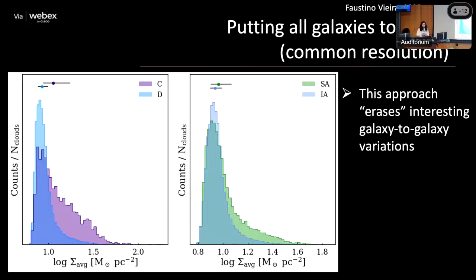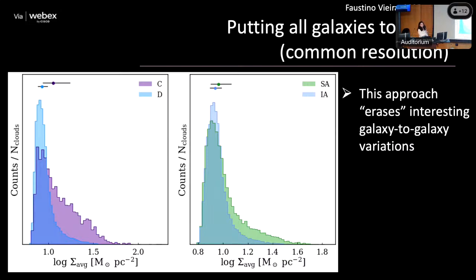Okay. So then what we did is what is common to do in the field of molecular clouds in nearby galaxies specifically, which is you put all of your galaxies at a common resolution so you don't have a biasing effect. And then you look at all of the clouds within a given environment. So again, I'm showing surface density, and you see the general trends remain. You get higher surface densities in the centers than disks, and then a small difference between arms and interarms.